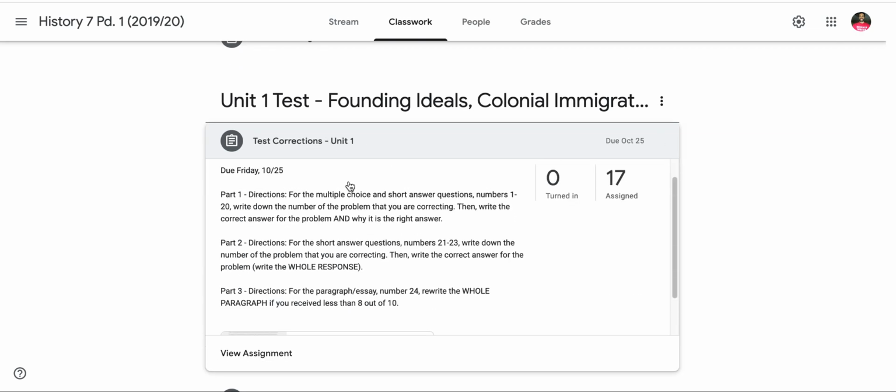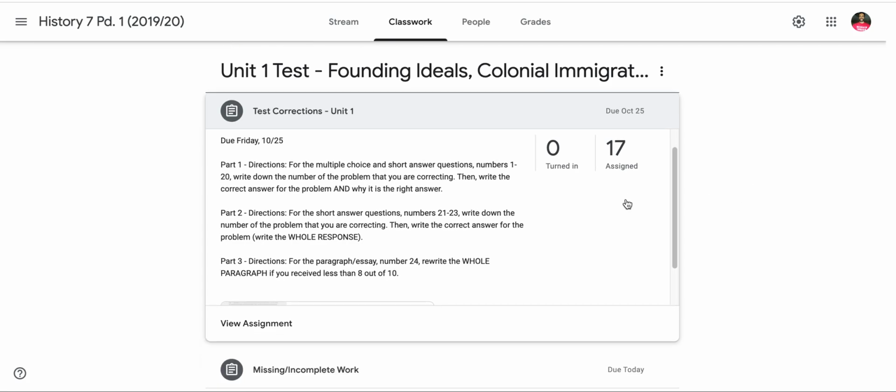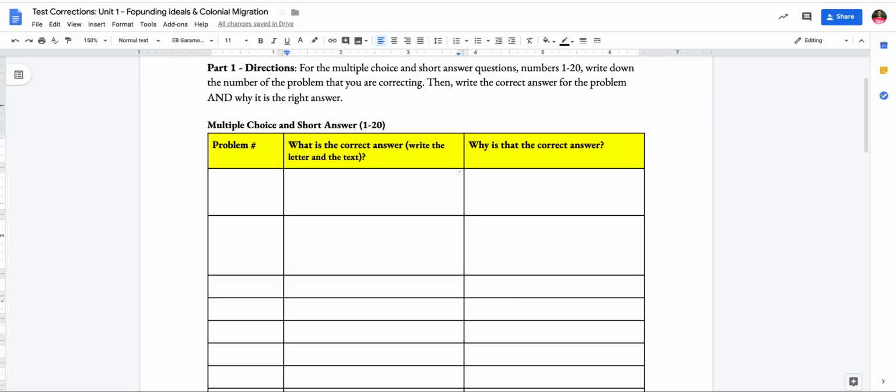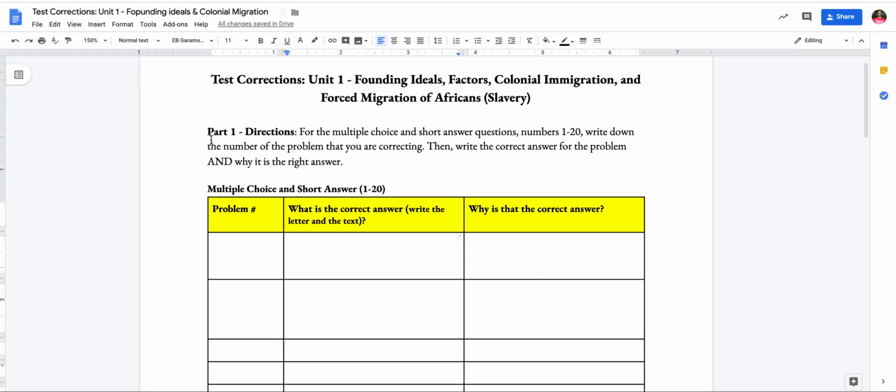When you open this up, it gives you the due date, and then it gives you the 3 sets of directions. These are also on the Google Doc, so we'll go over them on the Google Doc. Then you're going to open up this Google Doc. It will make your own version. Looks like this. So let's look at Part 1.